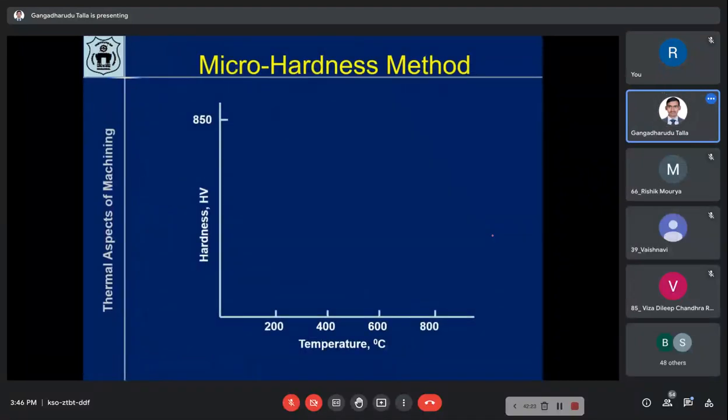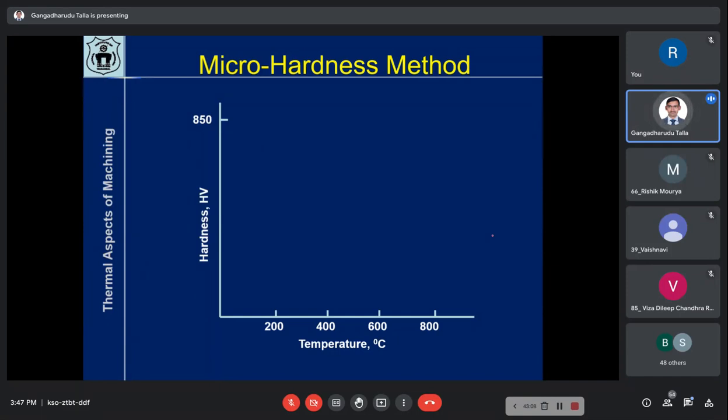One more method is the micro hardness method. After the cutting, you take the cutting tool and measure its hardness. Based on the hardness, or based on the depth of indentation, you can talk about the amount of temperature that is generated. If the indentation depth is high, what does it mean? More temperature is generated. That's why you can get more indentation.